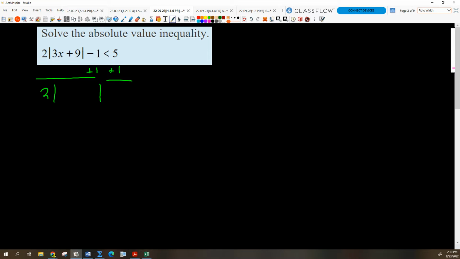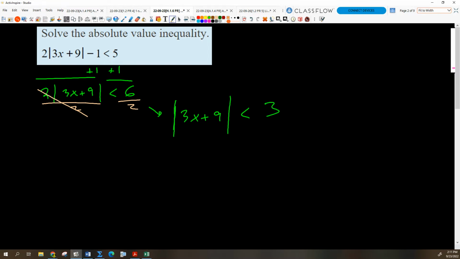So we get 2 times the absolute value is less than 6, right? You told me to divide by 2. That's correct. So those cancel. And look what I get. I get the isolated absolute value. So we get the absolute value of 3x plus 9 is less than 3, right? So there's step 1, isolate. What was step 2?